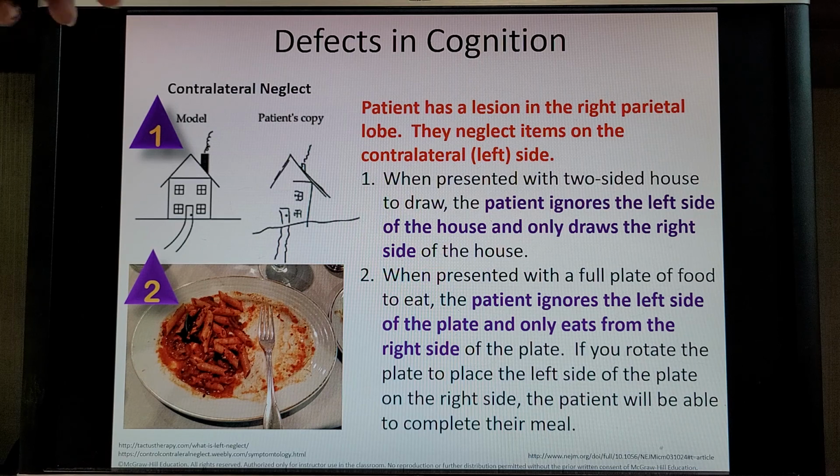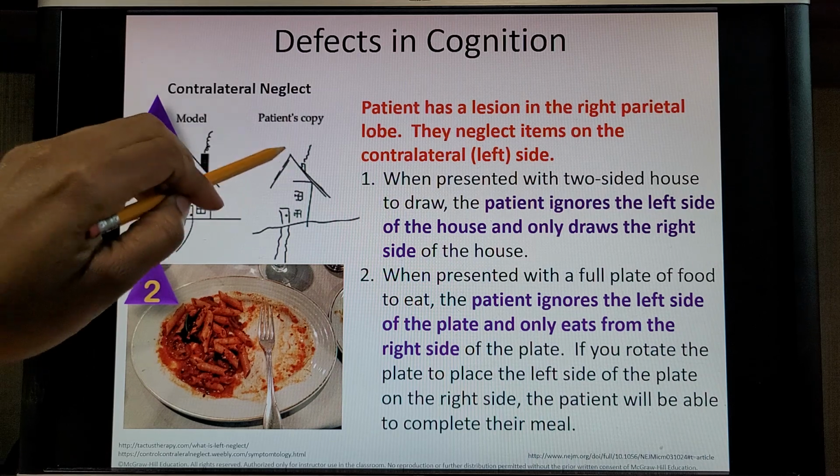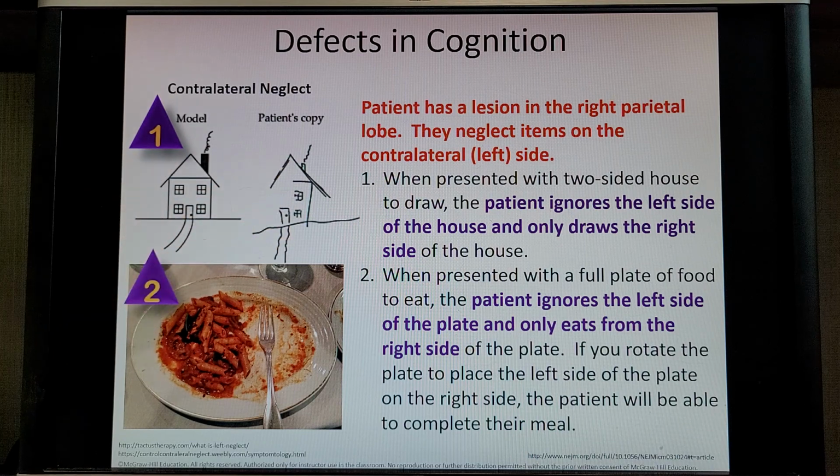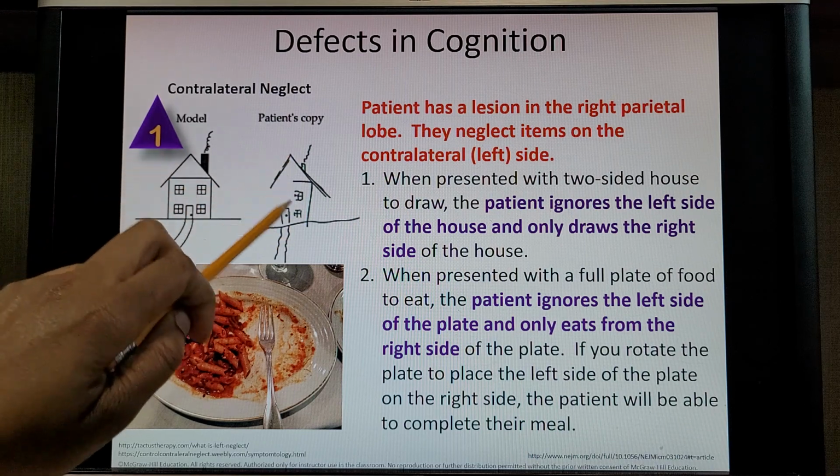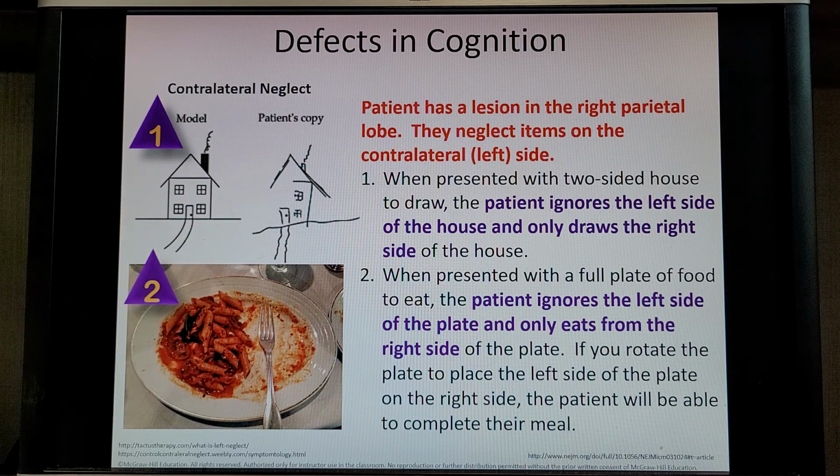Anyway, lesions on the right, they neglect stuff that's on the left. So if they're looking at this house, they're going to ignore the left side of the house in this drawing. When their job is to copy that house, they're only going to draw the right side because they ignore the left side.